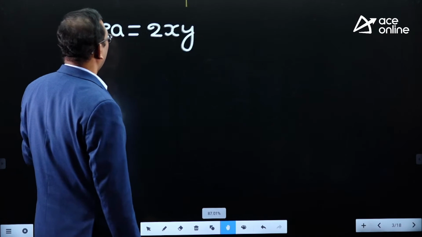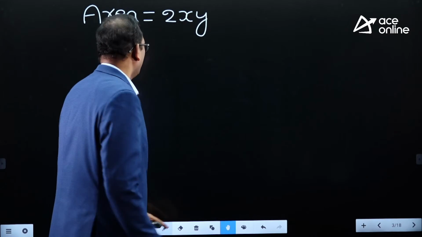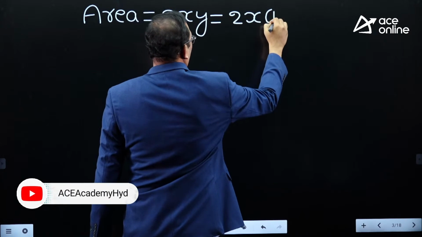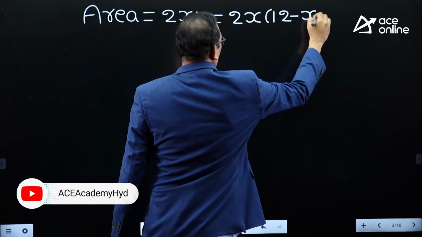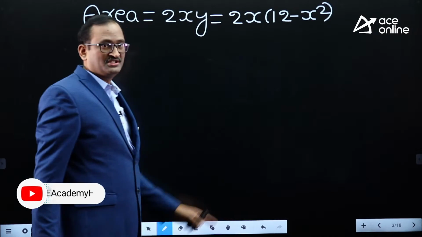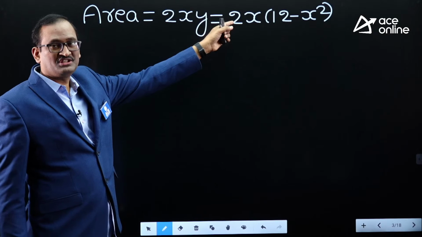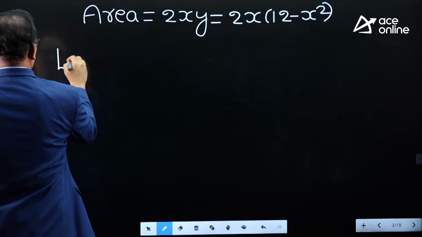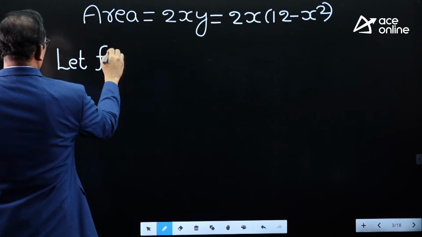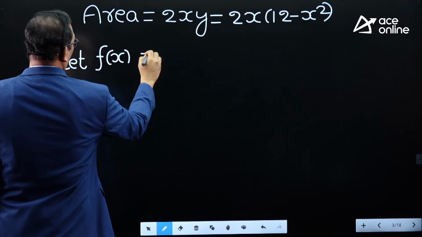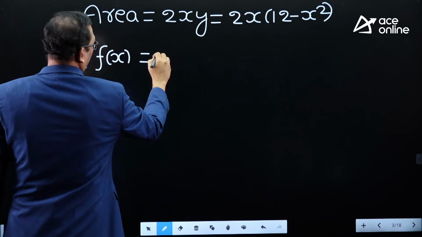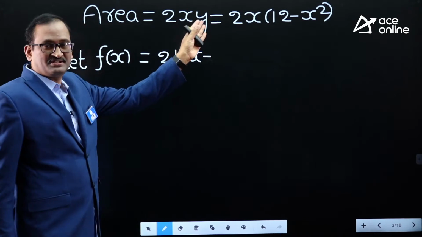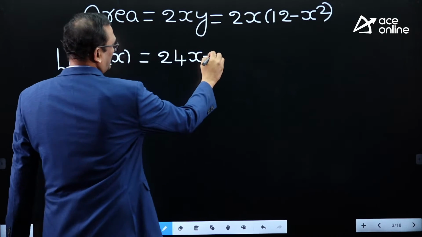So the area of the rectangle is 2xy. Y value, 12 minus x square. So this is the area. I want to assume this area as f of x. So let f of x equal to 2x into 12, that would be 24x, minus 2x into x square, that is 2x cube.